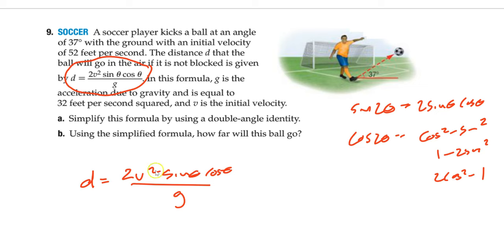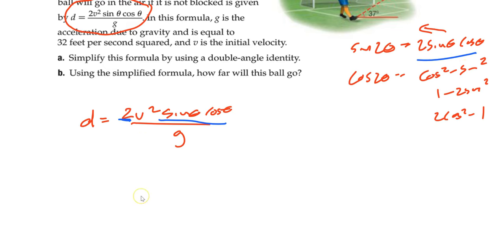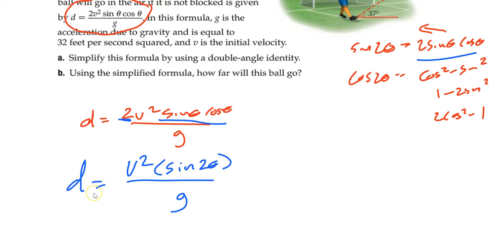So they want us to go backwards. Instead of trying to figure out sine theta and going this way, they want you to look at one of these and try to go that way. Let's look at this top here. 2 and sine theta cosine theta. That's this right here. So instead of having 2 sine theta cosine theta, you could just rewrite that as v squared times sine 2 theta. Like that. That's how you simplify using double-angle identity. Look at the pattern. Write it backwards, right? Sine 2 theta.